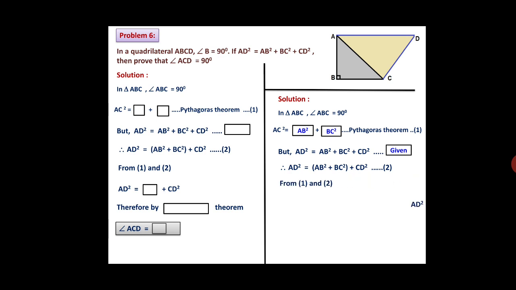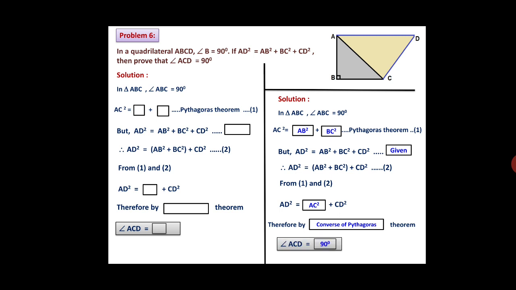Therefore, from 1 and 2, AD square is equal to, what is the value of AB square plus BC square? From 1 it is AC square. Therefore, AD square is equal to AC square plus CD square. So in triangle ACD, AD square is equal to AC square plus CD square, which means by the converse of Pythagoras theorem, angle C is 90.